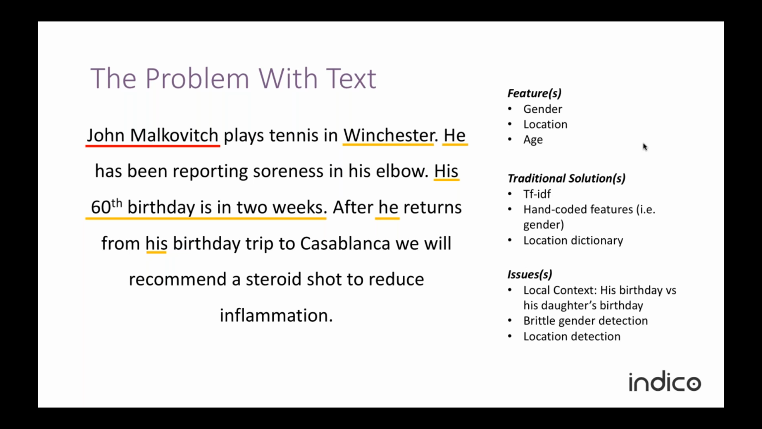So we run into local context, right? When we start trying to pick up his 60th birthday, recognizing that this is his 60th birthday and not his daughter's 60th birthday, these traditional TF-IDF type approaches won't be able to pick up that local context really effectively. We start thinking about how we would build a gender detection system on top of those hand-coded features. Disambiguating between a reference to John Malkovich and anyone else that might be referenced in this text actually starts to become really difficult, and gender detection, the naive implementation, is going to be surprisingly brittle.